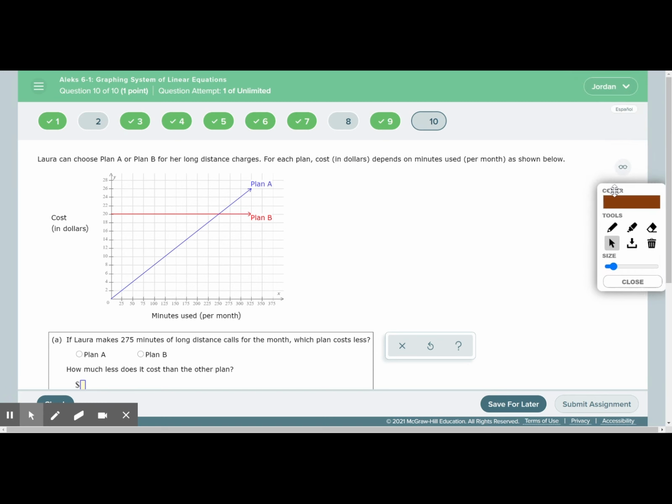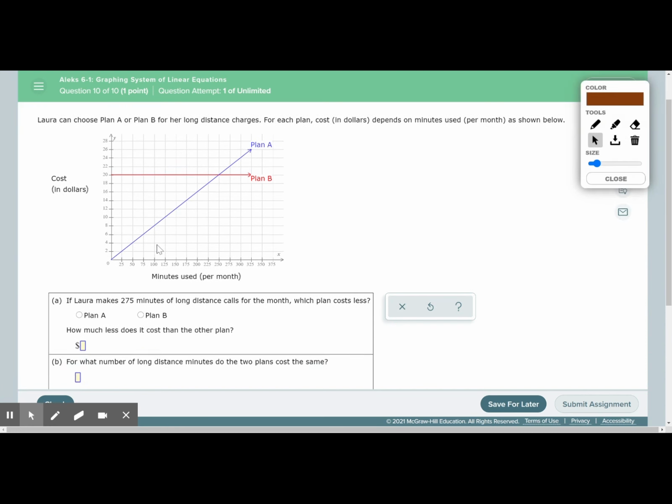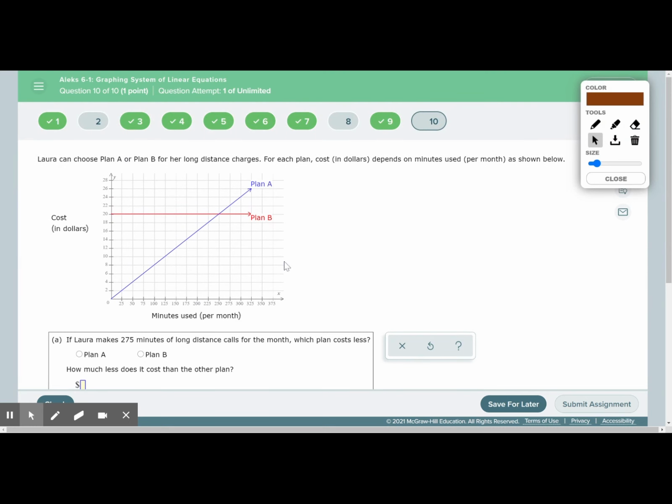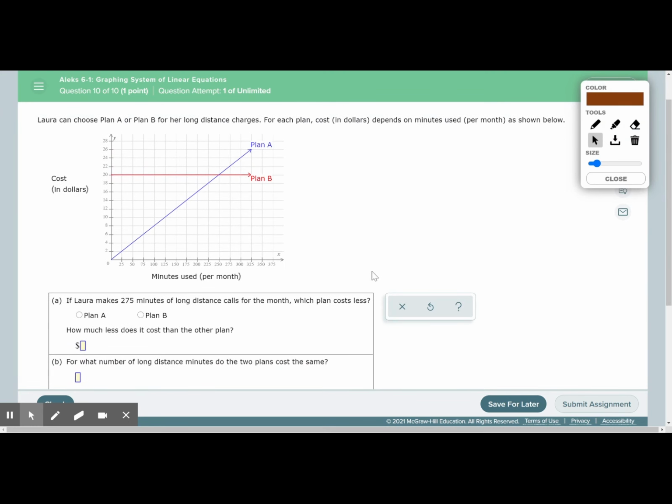All right, Laura can choose plan A or plan B for her long distance charges. For each plan, the cost in dollars depends on the minutes used per month, as shown below. So this is the minutes, and this is the cost in dollars. It's about calling long distance. If Laura makes 275 minutes of long distance calls for the month, which plan costs less?